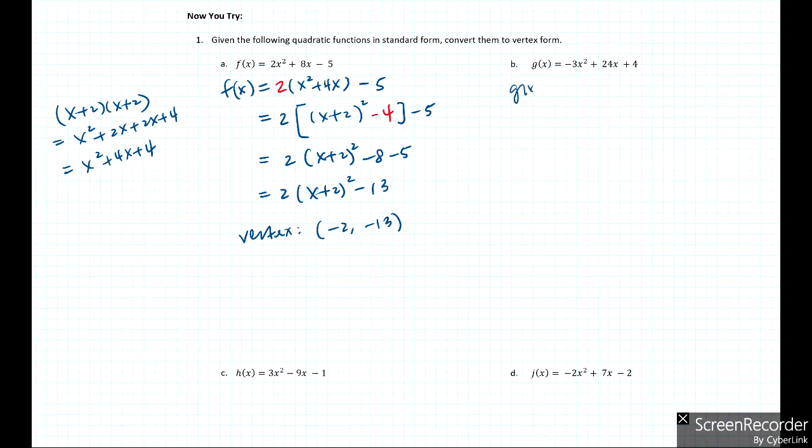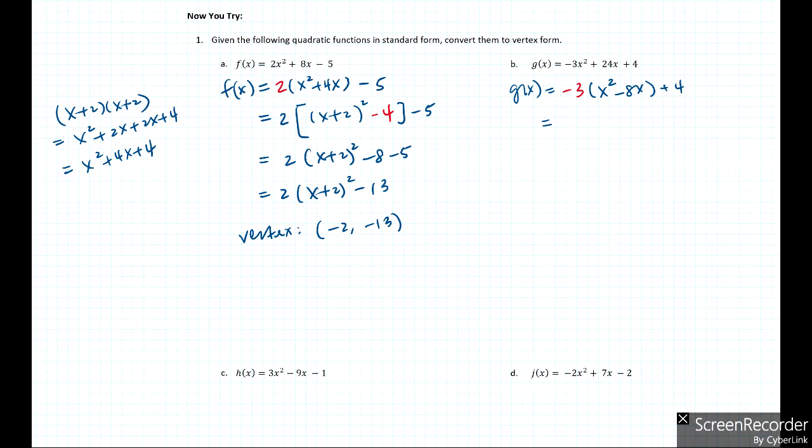Now moving on to part B. We want to do the same thing. We have a negative leading coefficient, but that's perfectly fine. We can factor out negative 3, and that becomes x squared minus 8x. Again, notice a sign change when you factor out a negative factor.